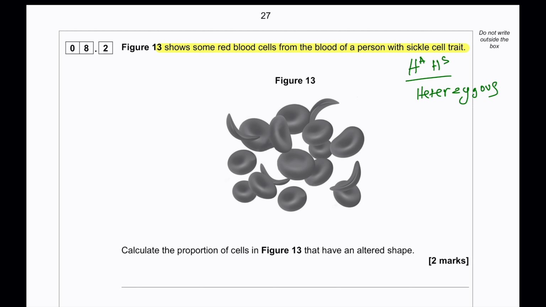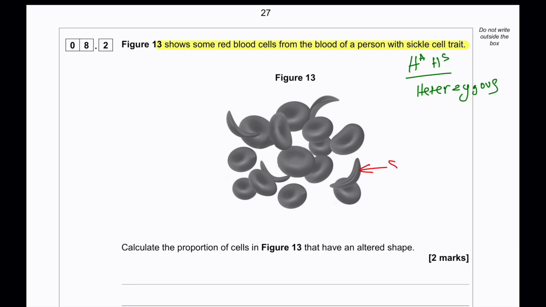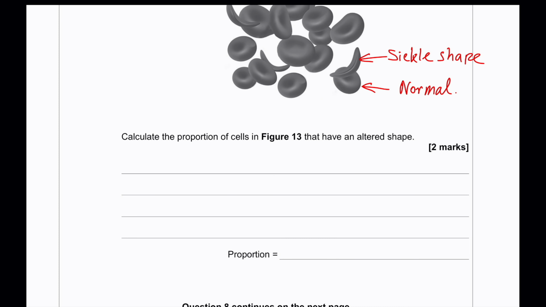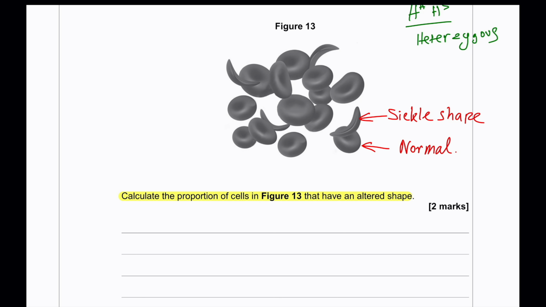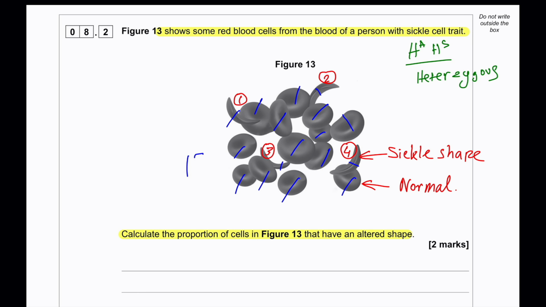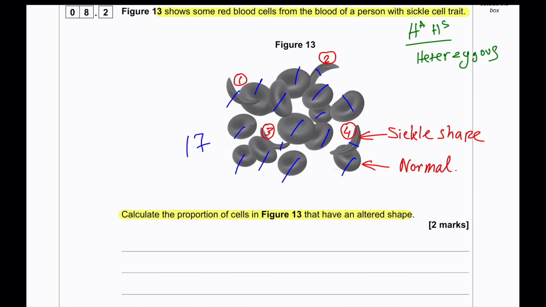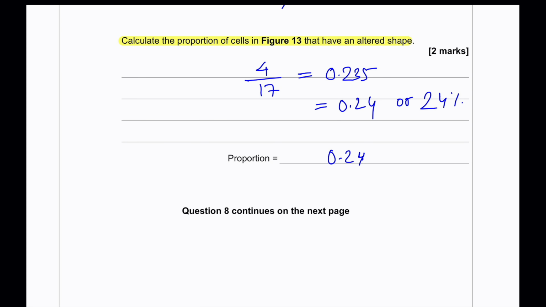As you can see from this picture, some red blood cells are sickle shaped, whereas the rest of the red blood cells are normal. Calculate the proportion of the cells in figure 13 that have an altered shape. So we can see 1, 2, 3, 4. 4 have altered shape out of 17 cells. So 4 divided by 17 is 0.235, which is equivalent to 0.24 or 24%.